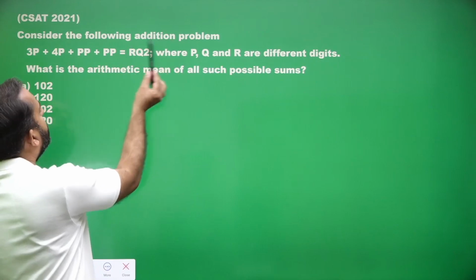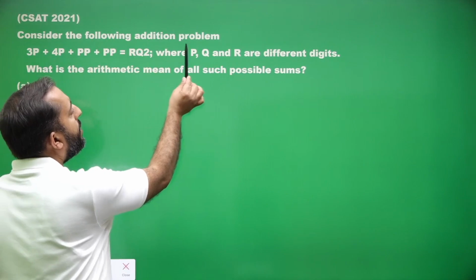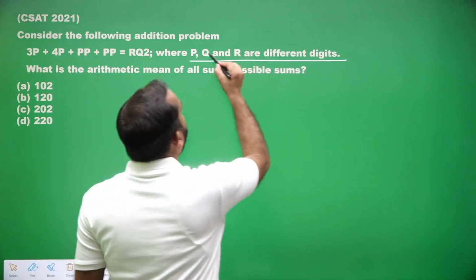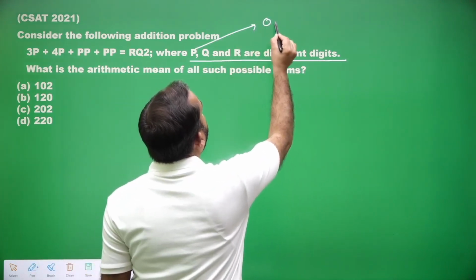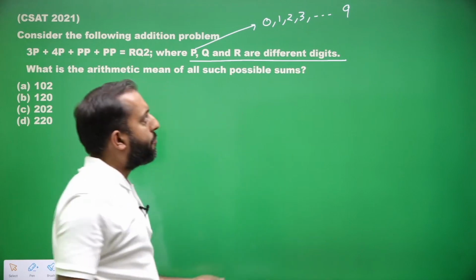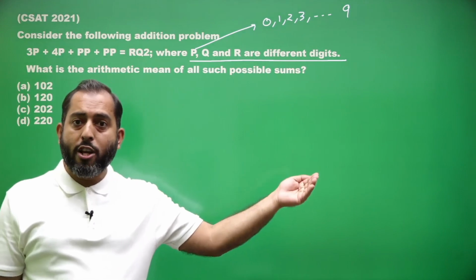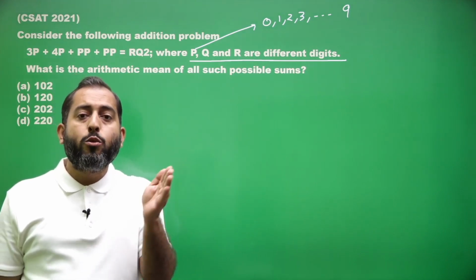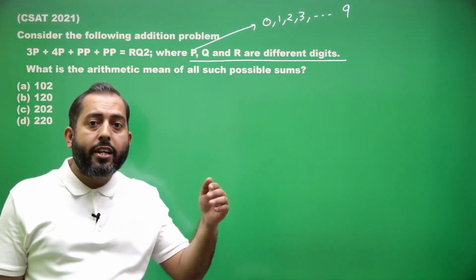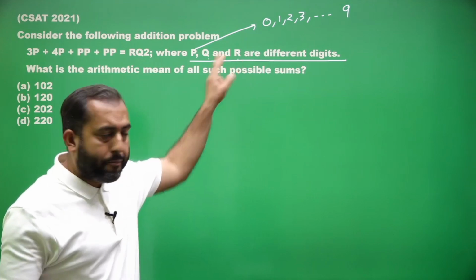Consider the following addition problem: 3p plus 4p plus pp plus pp is equal to rq2, where p, q, r are different digits, which means the minimum value that p can take is 0 and the maximum value that p can take is 9. Since p is a digit, the minimum value is 0, the maximum value is 9, and all other values are 1, 2, 3, 4, 5, 6, 7, 8. It's a digit, so the value of a digit can never be more than 9. Same goes for q as well as for r.